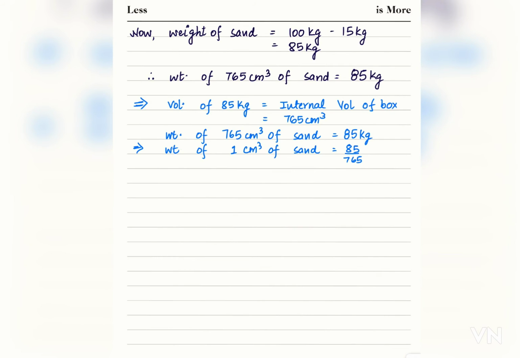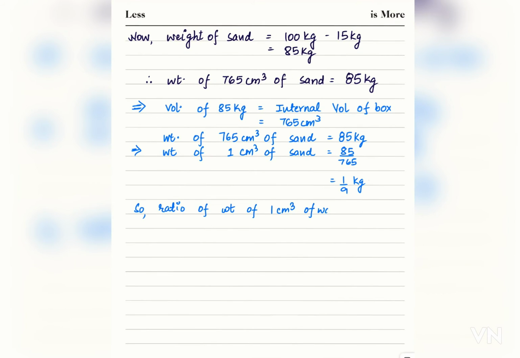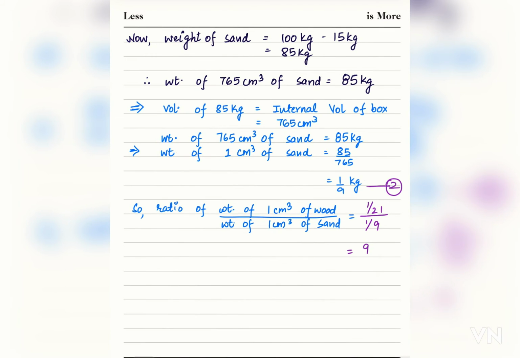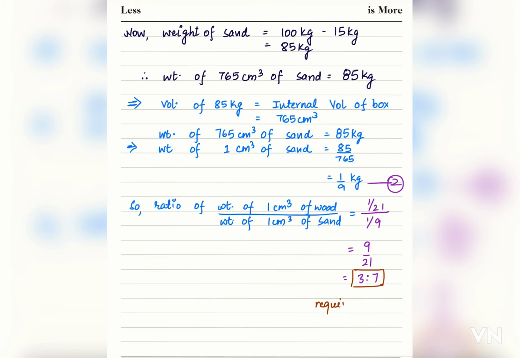Again, the same method: the weight of 765 centimeter cube of sand is 85 kgs. And the weight of 1 centimeter cube of sand will be 85 upon 765, which comes out to be 1 upon 9 kgs. Now the ratio of the weight of 1 centimeter cube of wood and the weight of 1 centimeter cube of sand would be given by the values that we found out, which is 1 upon 21 upon 1 upon 9, which comes out to be 9 upon 21 or 3:7, which is the required ratio, 3:7.